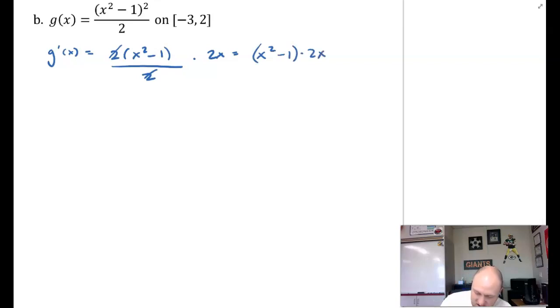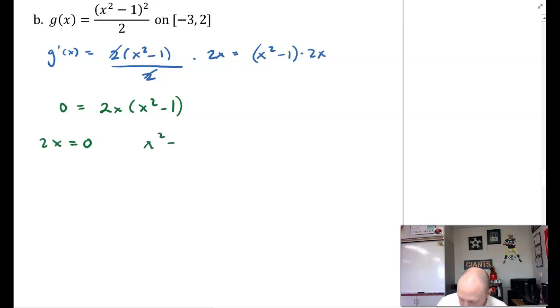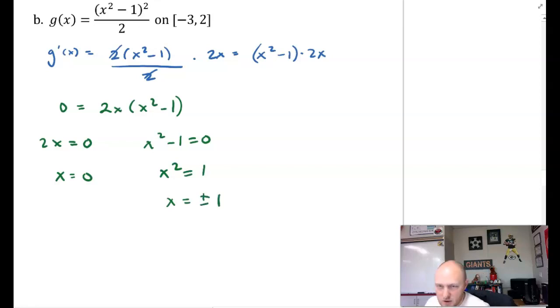So I'm going to set this equal to 0, and then we'll use the zero product property. So I have 2x is equal to 0, and x squared minus 1 is equal to 0, giving us the critical values 0 and plus and minus 1. Okay, so there's my critical values.